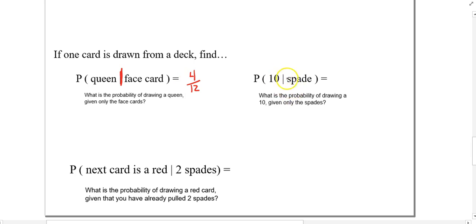Next one, probability of a 10 given a spade. We know it's a spade. So what you have to ask yourself is, how many spades are there? There's 13. So we know it's one of those. It's got to be one of those 13. What's the probability it's the 10? Well, there's only one 10, so 1 out of 13.